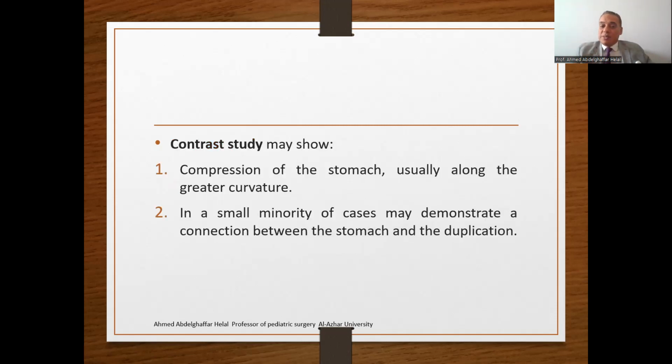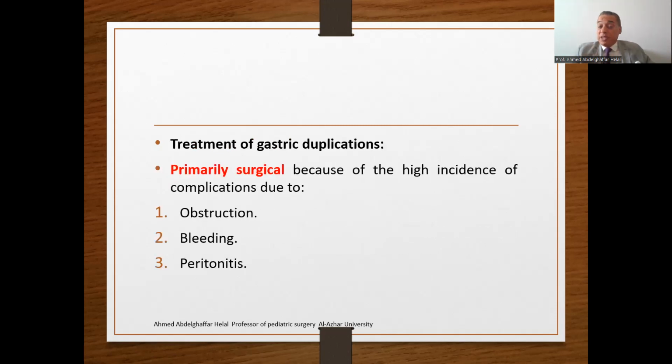The contrast study may show compression of the stomach, usually along the greater curvature. In a small minority of cases, it may demonstrate a communication between the stomach and the duplication. The treatment is primarily surgical because of the high incidence of complications: obstruction, bleeding, and peritonitis. So the treatment of gastric duplication is surgical.